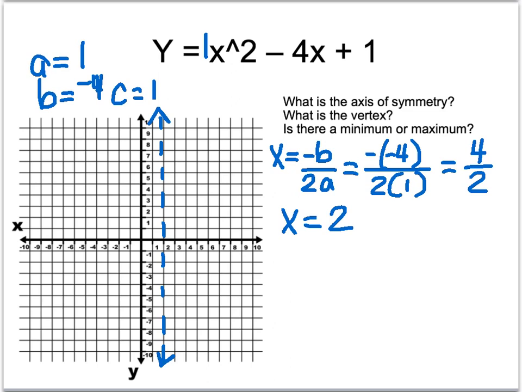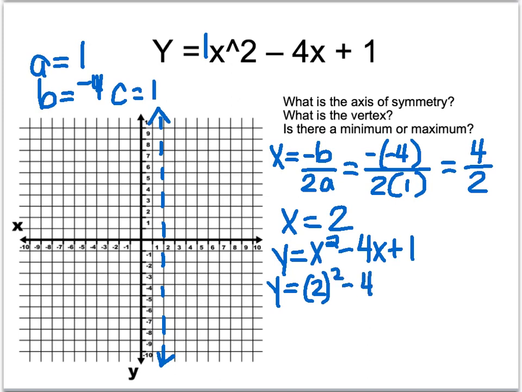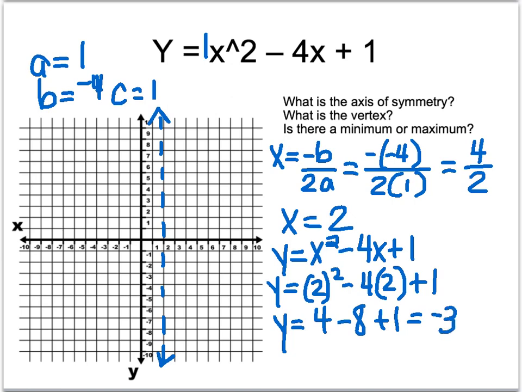Now finding the vertex. You're going to use your equation, y equals x squared minus 4x plus 1, and plug in the x value of 2. 2 squared minus 4 times 2 plus 1. So that gives me y equals 4 minus 8 plus 1, which is 4 minus 8 is negative 4, plus 1 is negative 3. And is this a minimum or maximum?